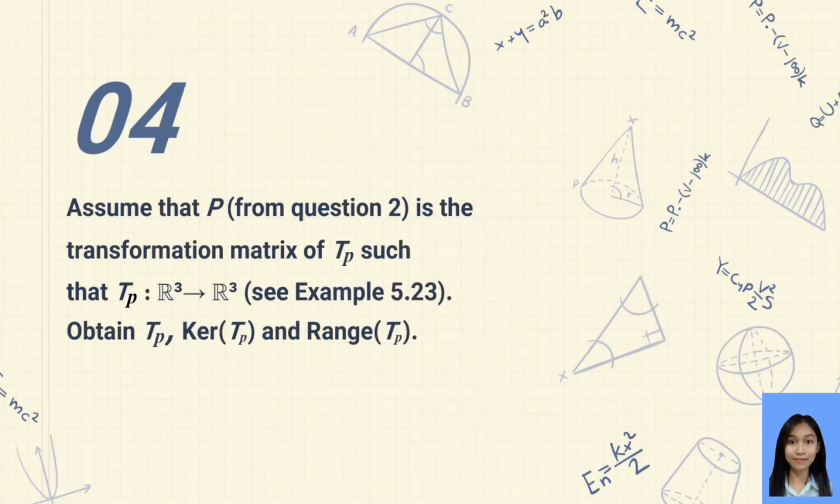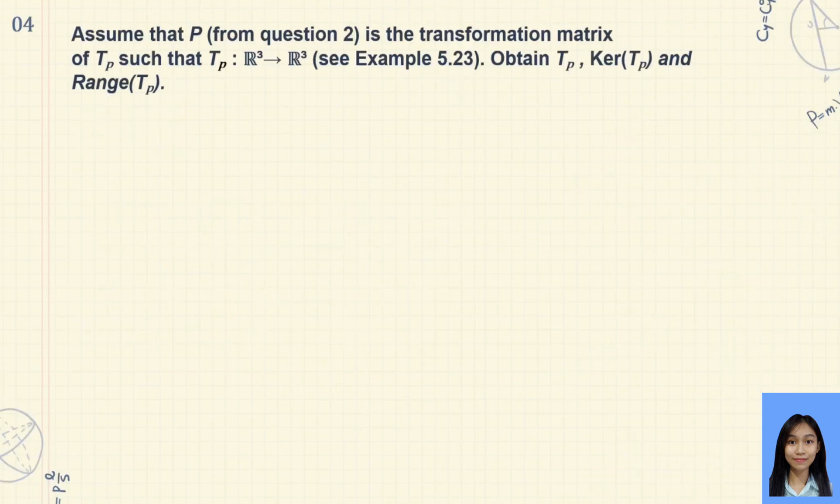For question 4, assume that P is the transformation matrix of TP such that TP is mapped from Euclidean space to Euclidean space. We need to obtain TP, kernel TP, and range TP. This is our matrix P, which is 1, 0, 0, 0, negative 1, negative root 2, negative 1 plus root 2, 0, 1, 1.